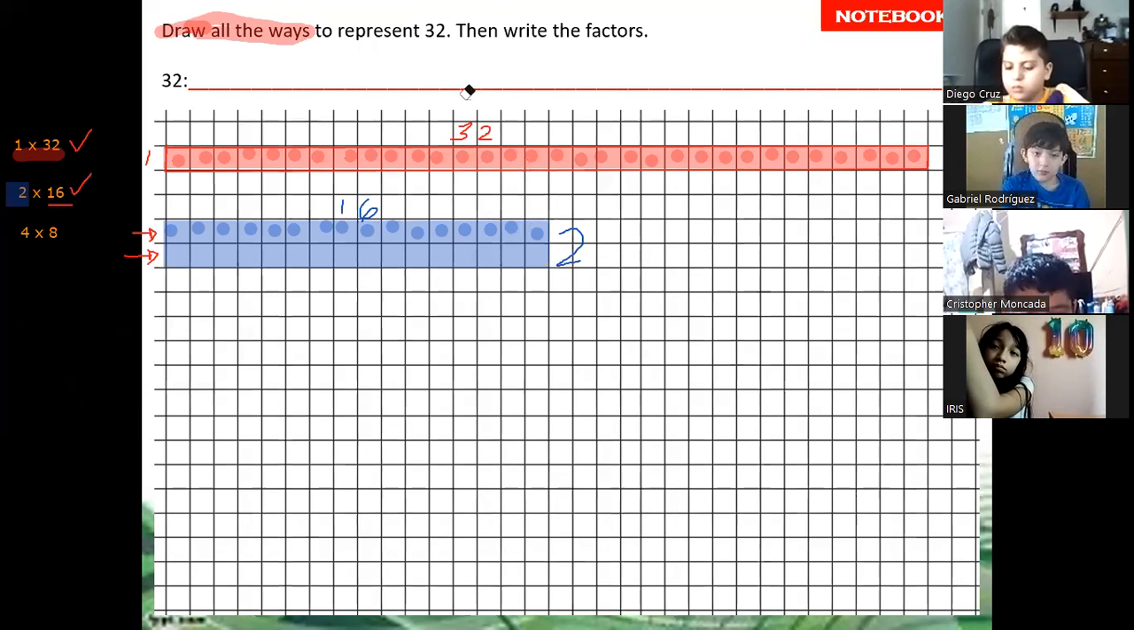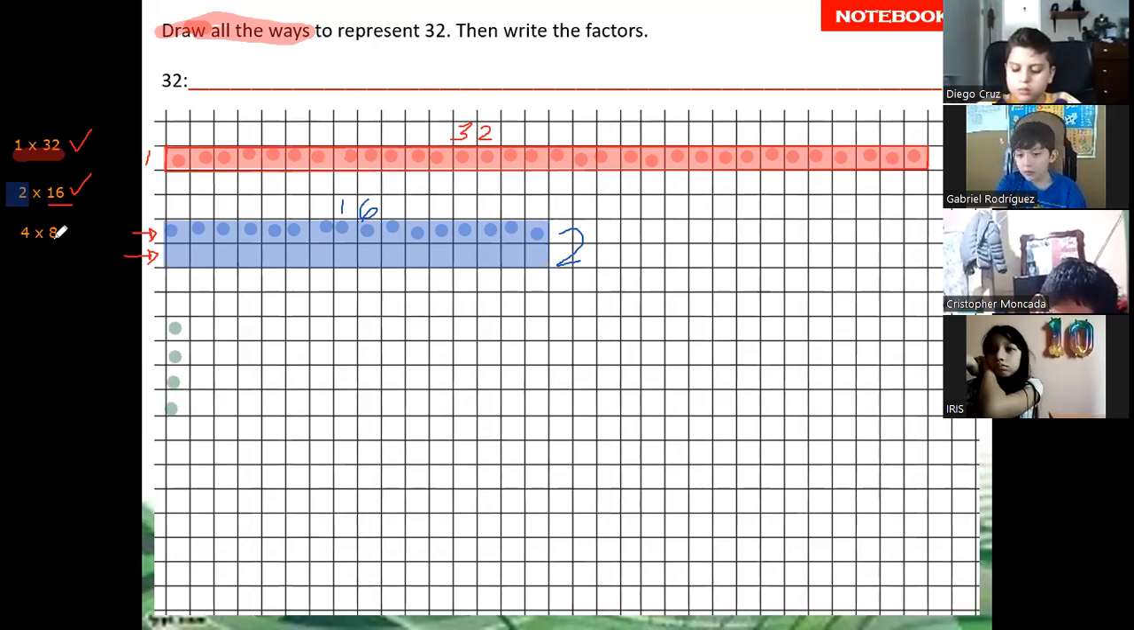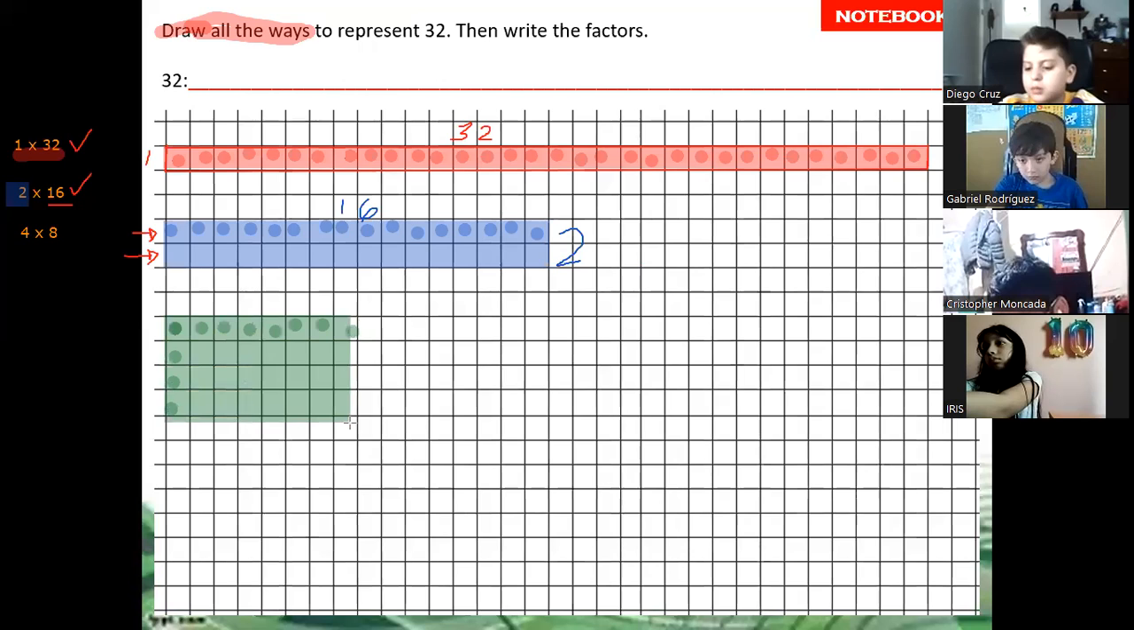The next one we have is 4. So we have to count 1, 2, 3, 4 times 8. 1, 2, 3, 4, 5, 6, 7, 8. So I make the rectangle. What are the factors? 4 here, 8 at the bottom, at the top. This is 4 times 8. Okay? 4 times 8.